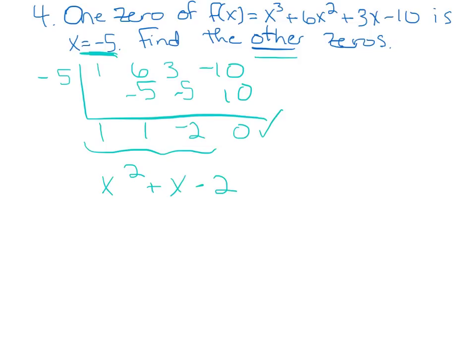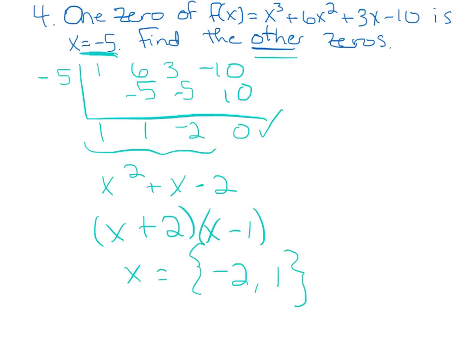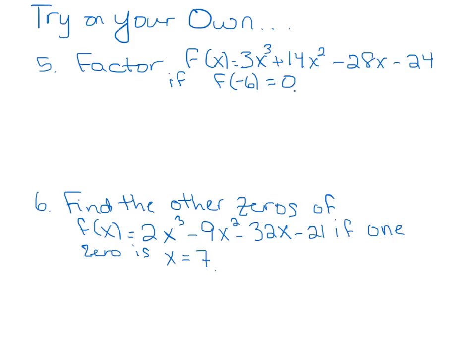If we want to see what this results in, we need to see if we can factor this. Are there two numbers that multiply to give you a negative 2 and add to give you a 1? So we're going to have x plus 2 and an x minus 1. So from this, we get zeros of negative 2 and a positive 1. Again, I did not list my negative 5 because it only asked me for the other zeros, not all zeros.